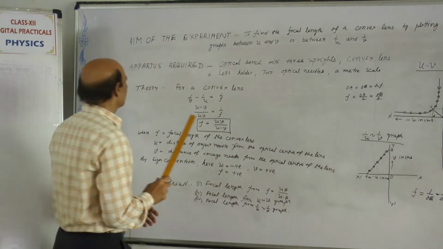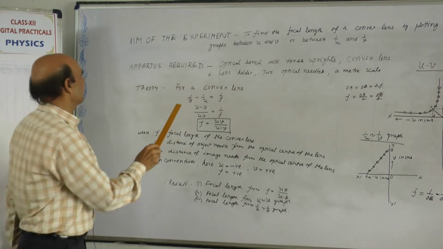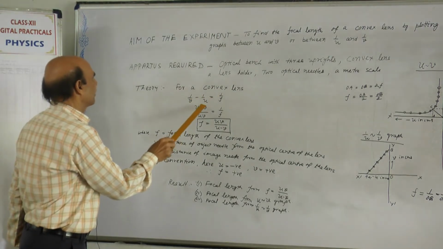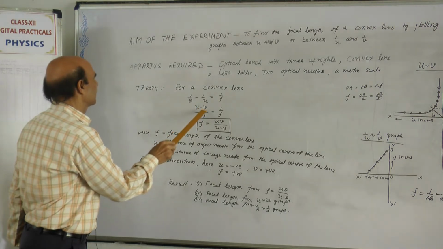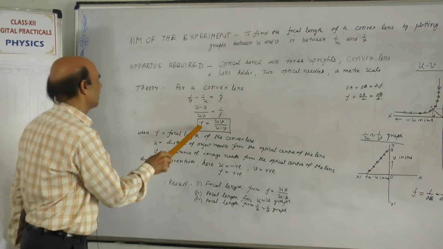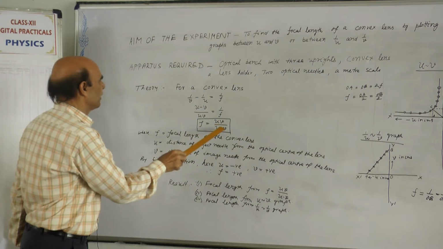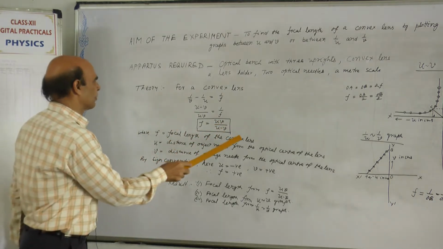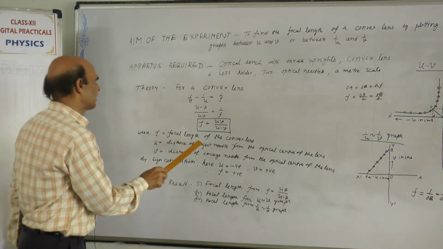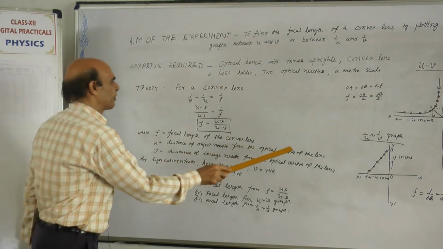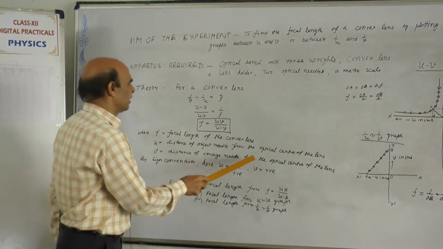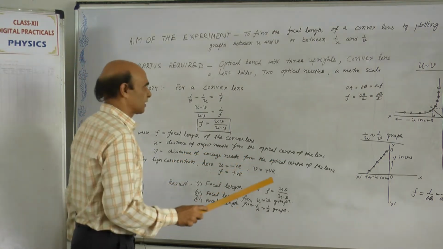And the theory: for a convex lens, we have 1 by v minus 1 by u equal to 1 by f, or you can write f equal to uv by (u minus v). Here f is the focal length of the convex lens, u is the distance of the object needle from the optical center of the lens, and v is the distance of the image needle from the optical center of the lens.